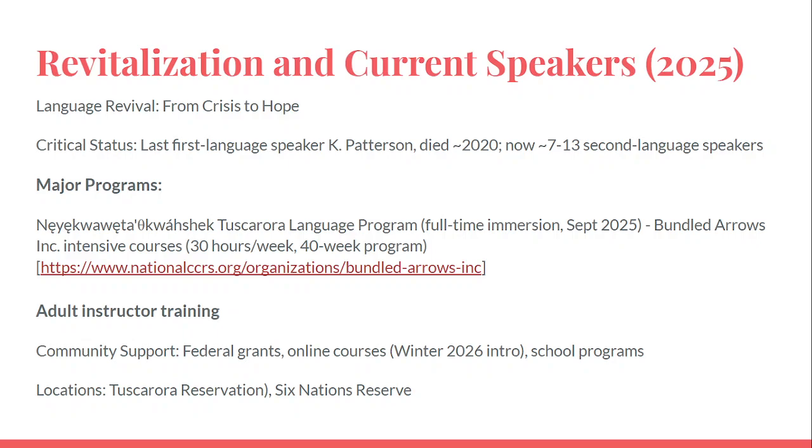On to the revitalization situation. So the Tuscarora Nation runs a program called NTLP, which is basically the acronym of this long word right here, which I could say if it were broken down, but I'm not going to attempt it because it's very long. Tuscarora language program. An organization called Bundled Arrows Incorporated runs it, which might be owned by the Tuscarora Nation. I have no idea. But on this website right here, nationalccrs.org, they run a program.